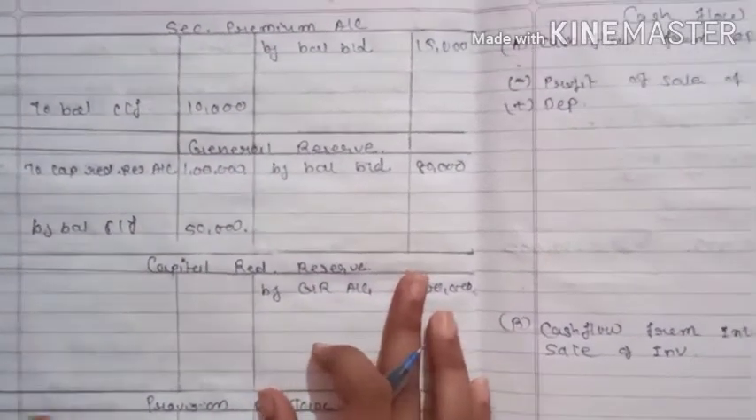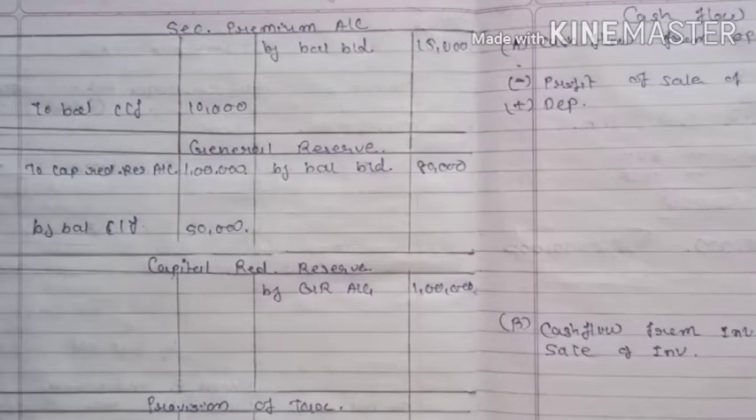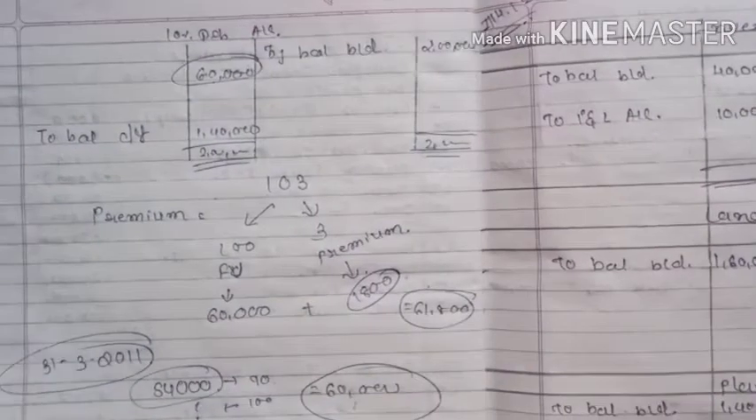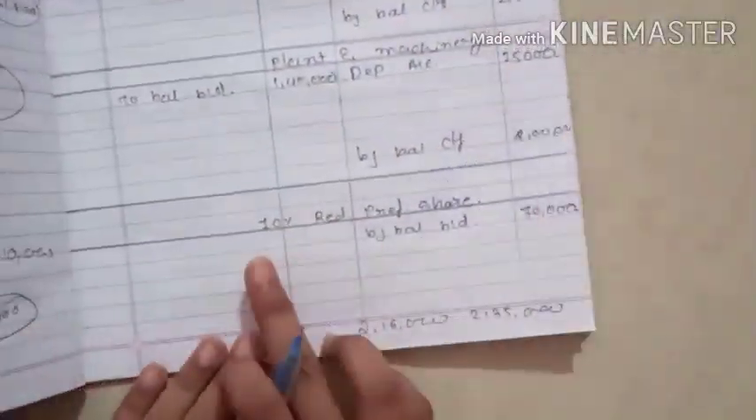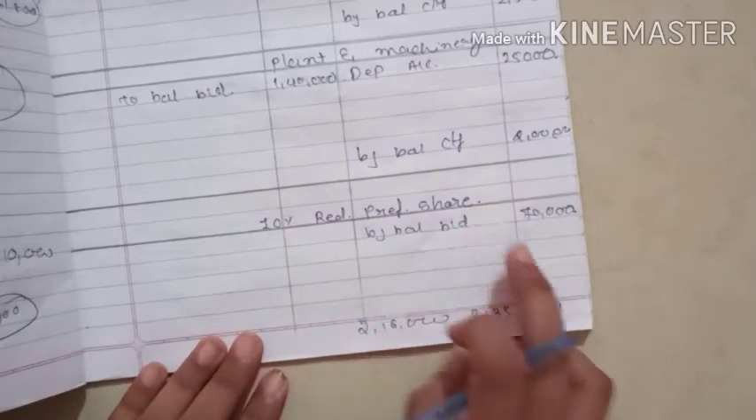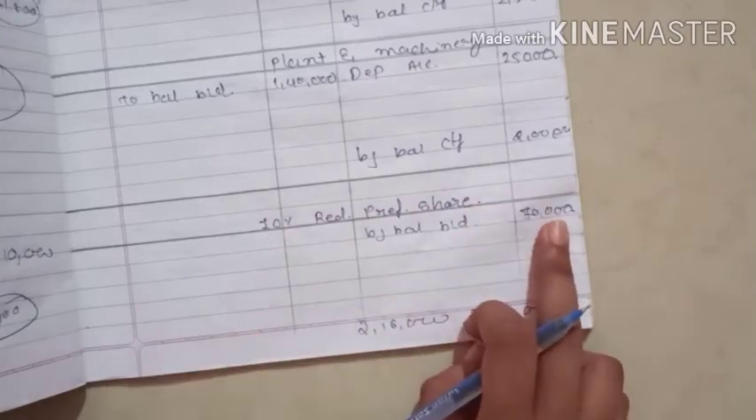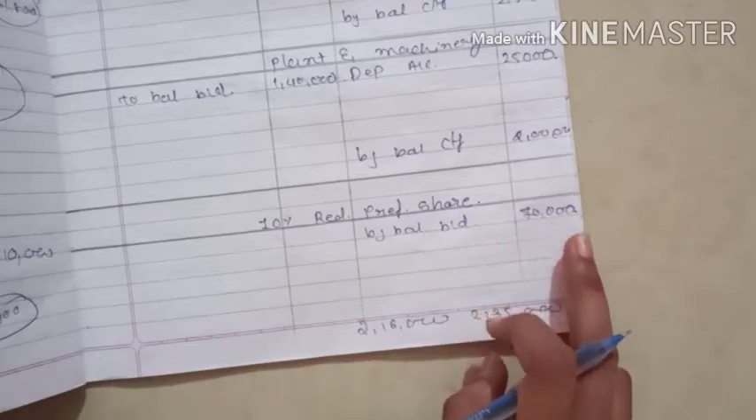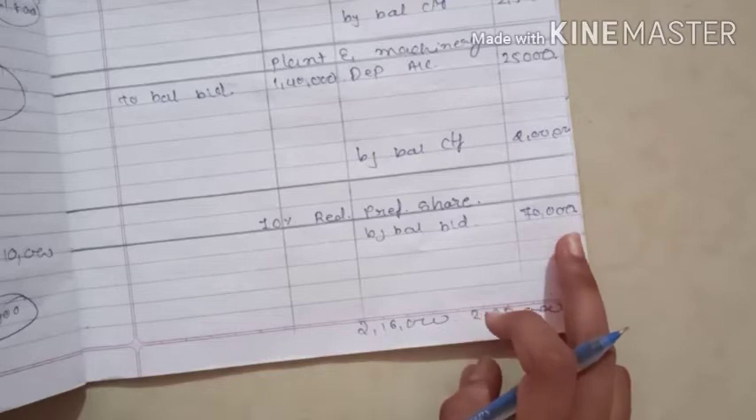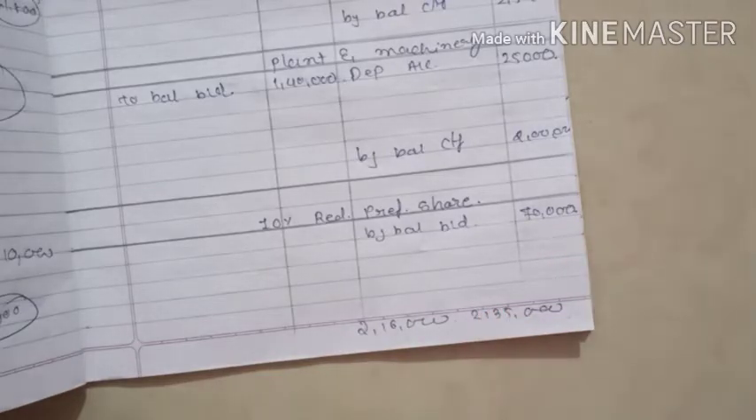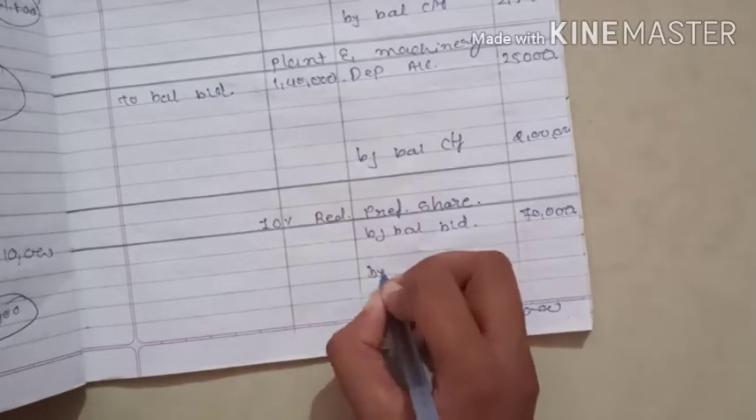Right? Now we have to redeem the preference share with the 5% premium. First, the 10% redeemable preference share, 70,000 rupees. That means it's unpaid, still 3 rupees is unpaid. So first we have to convert it to fully paid up. So we are making the call. So what would be the entry?